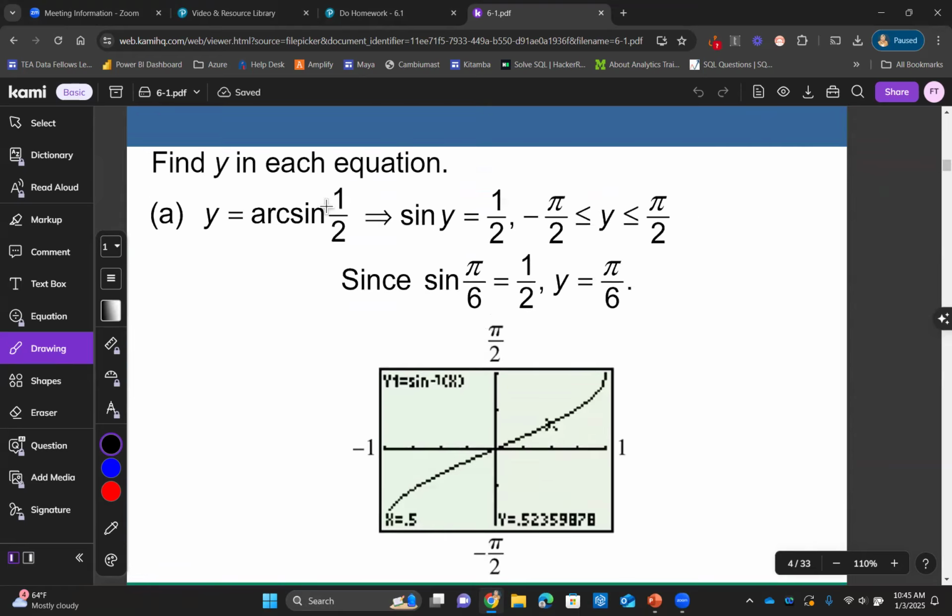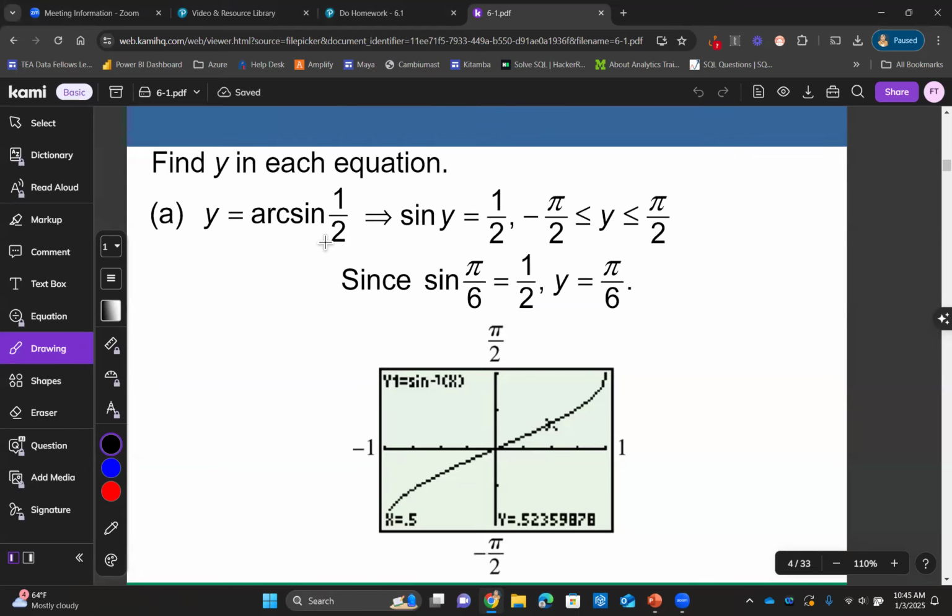Here's an example of what we're trying to say. Find y in each equation. The equation we're given is y equals arcsine of 1/2. In English, it is saying: give me the angle y whose sine value is equal to 1/2. And don't forget that y can only take values between negative pi over 2 and positive pi over 2.